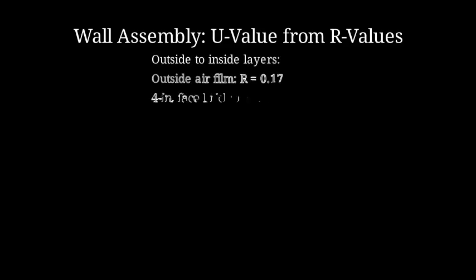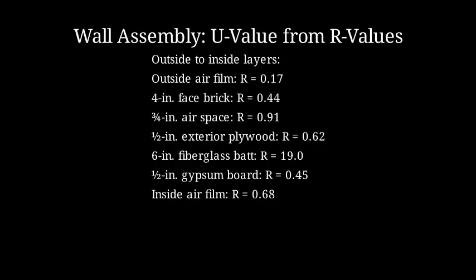In this video, we will compute the overall thermal transmittance, also called the U value, for a layered wall assembly. Here are the layers from outside to inside, each with its thermal resistance value, or R value. We will add the R values, then take the reciprocal to find U.